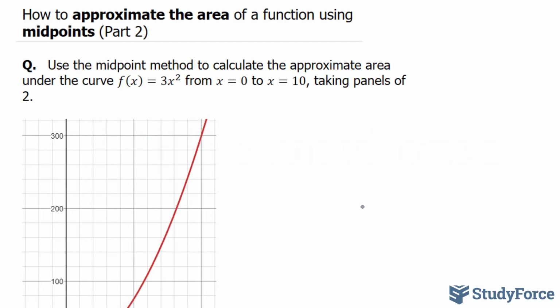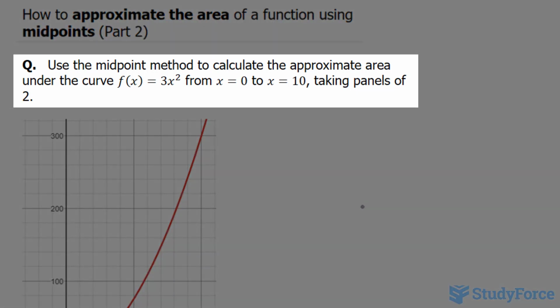In this lesson, I'll show you how to approximate the area of a function using midpoints. This is part 2 in the series. The question reads, use the midpoint method to calculate the approximate area under the curve f(x) = 3x^2 from x = 0 to x = 10, taking panels of 2.